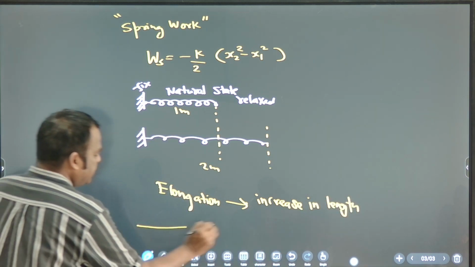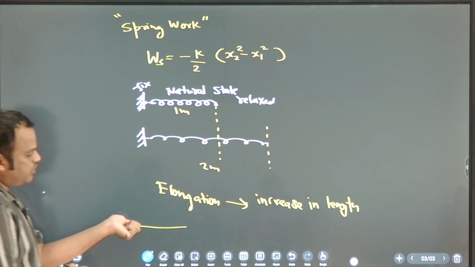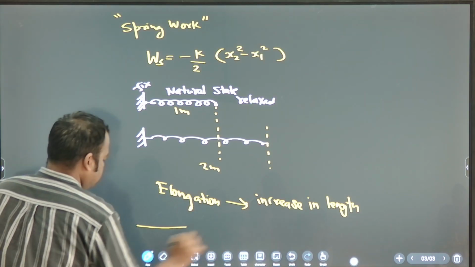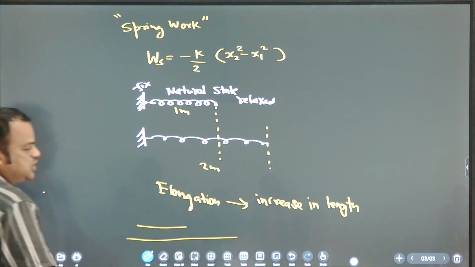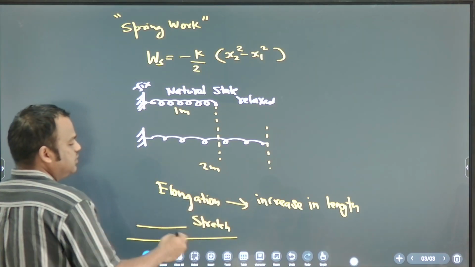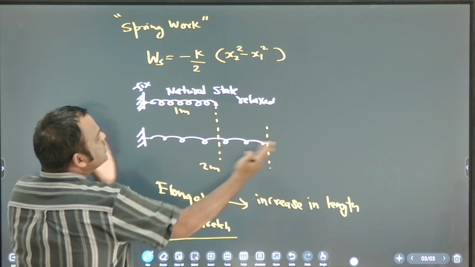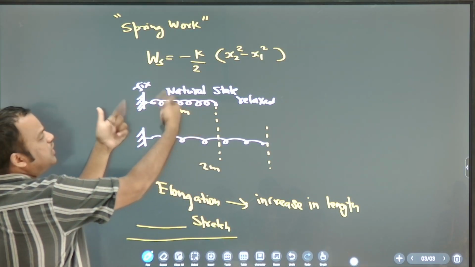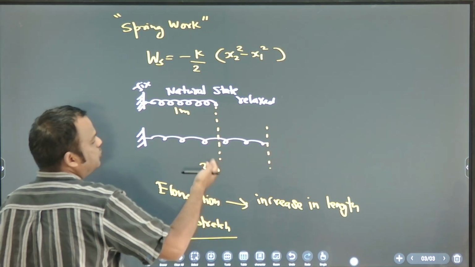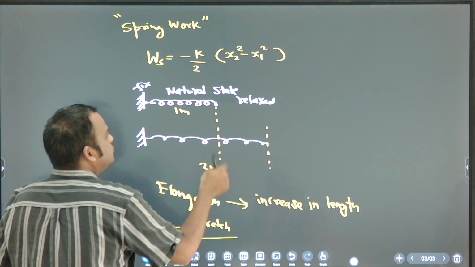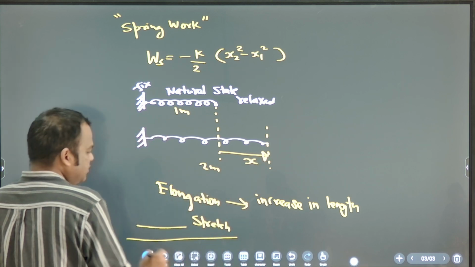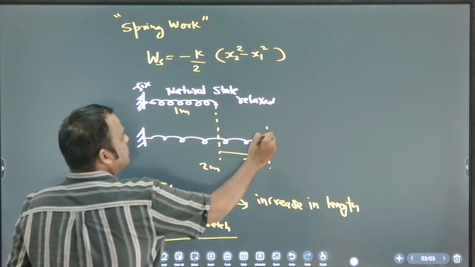You see rubber band. Suppose this is the rubber band. You hold the rubber band here and you move it. What happens to rubber band? Stretch, correct or not? So this is known as stretch, elongation. So length increases. Original length, natural length. What is natural length? 1 meter. What is the new length? New 2 meters. So what is the elongation? 1 meter. So that is known as x.